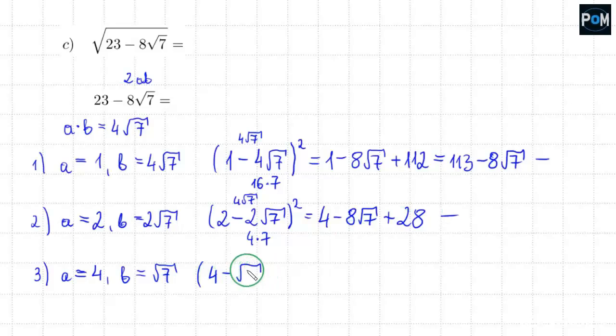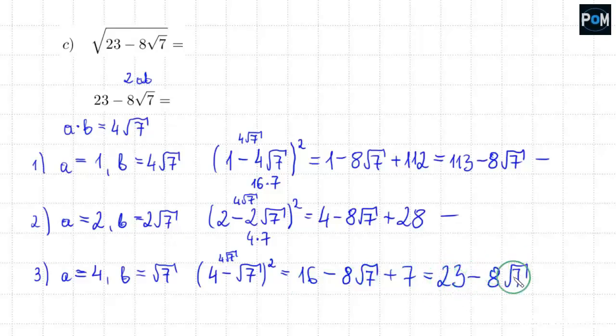Here it will be 4 minus the square root of 7, which is a minus b, and squared. Raising 4 to the square gives 16. I multiply this by that, which are 4 square roots of 7, but I have to double it so it will be 8 square roots of 7. And finally, the square root of 7 squared is 7. I reduce 16 and 7, which together is 23. So I have what I wanted. I ended up with exactly what was here. And that's a good option, the last one. It means that such an expression can be replaced with such a bracket squared.